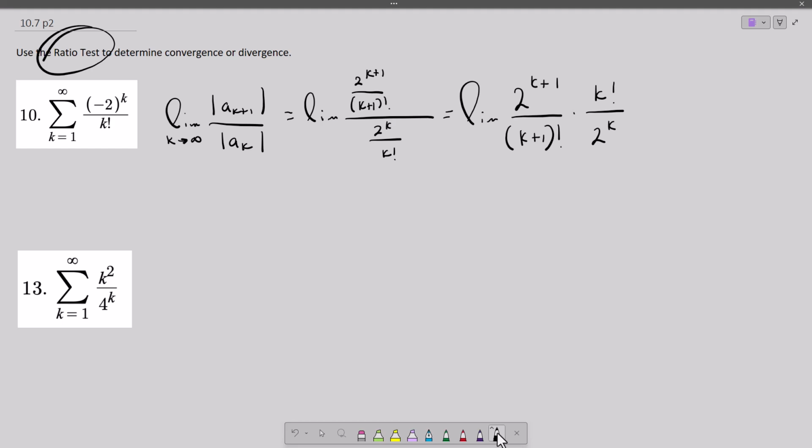How many 2's are left over? We have k plus 1 2's in the top. We have k 2's in the bottom. So there's one extra 2 in the top, so they all cancel but 1. All right. Now we're going to focus on these two. How much is left when you have k factorial over k plus 1 factorial? 1 over k plus 1?